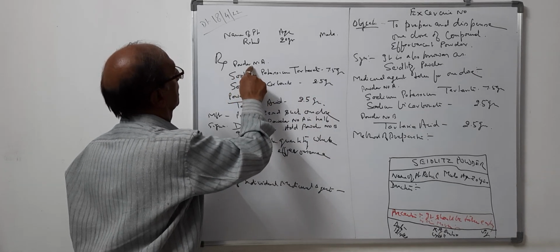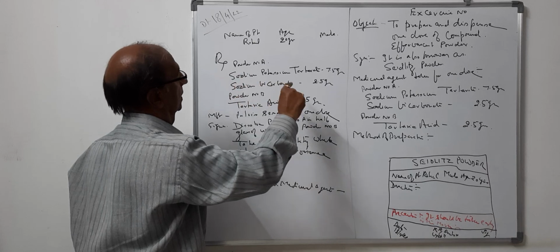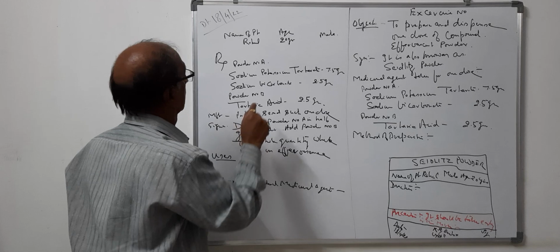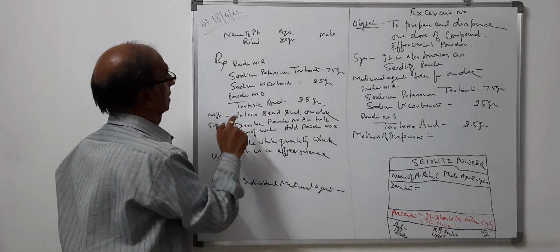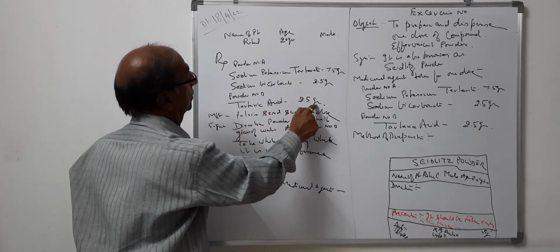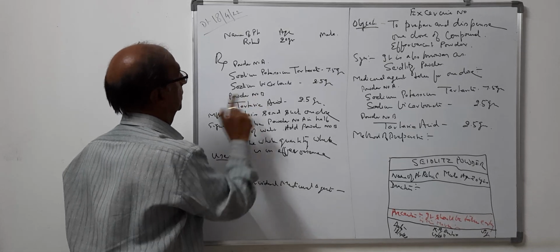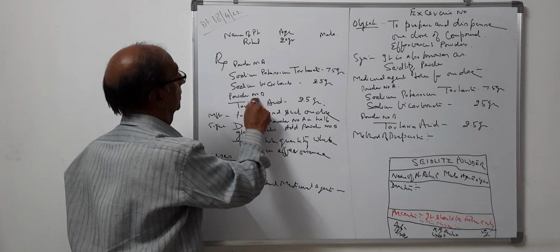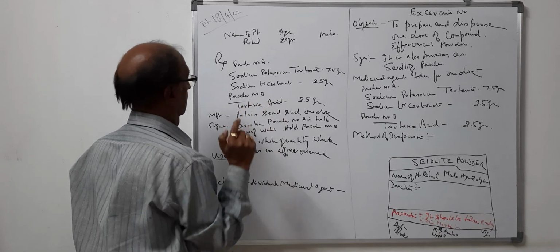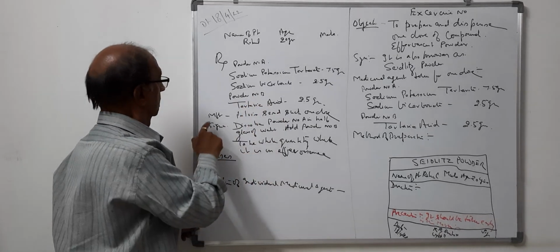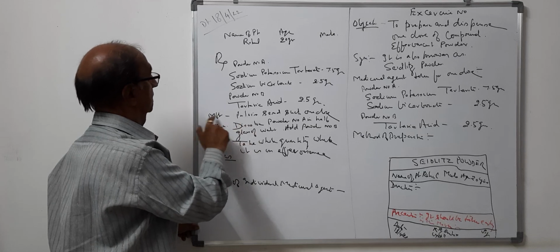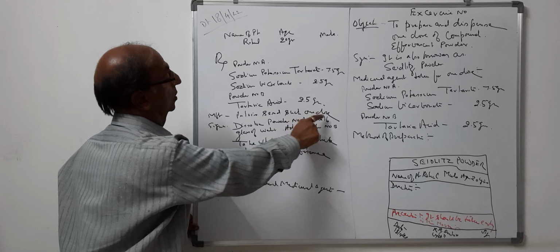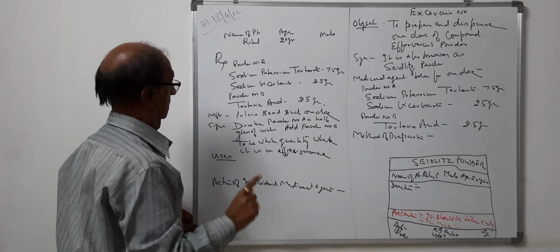It is labeled on the 7-fold wrapper as powder A. Powder number B, tartaric acid 2.5 gram. It is packed in a separate 7-fold wrapper labeled as powder B. Misce et fiat pulvis, that is, mix to make the powder, send as 1 dose. 1 dose you have to prepare.